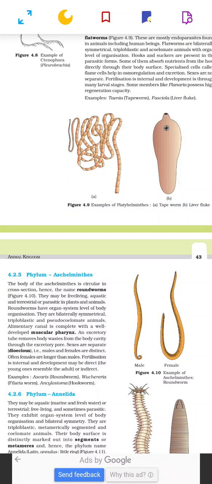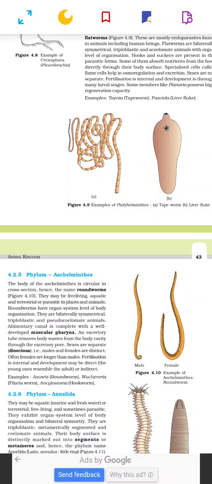Phylum Aschelminthes 4.2.5. The body of the Aschelminthes is circular in cross section, hence the name roundworms, and the figure is 4.10. They may be free living, aquatic, and terrestrial or parasitic in plants and animals. Roundworms have organ system level of body organization. They are bilaterally symmetrical, triploblastic, and pseudocoelomate animals. The alimentary canal is complete with a well-developed muscular pharynx. An excretory tube removes body waste from the body cavity through the excretory pore.